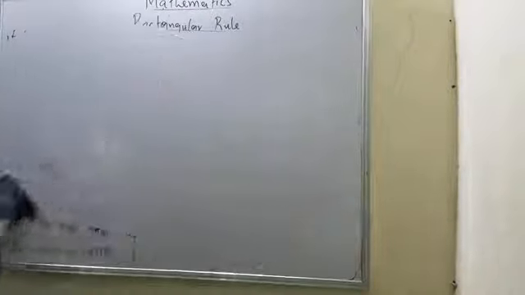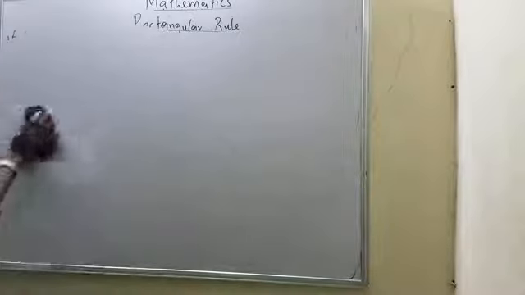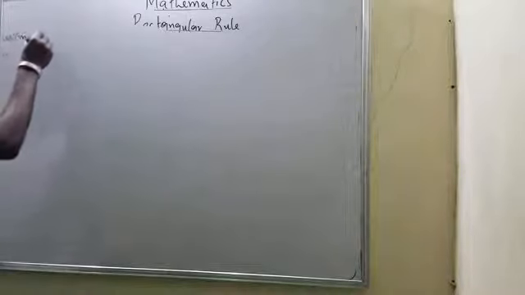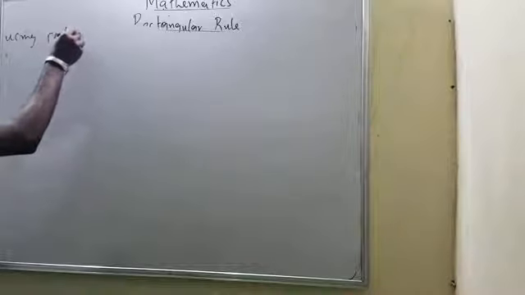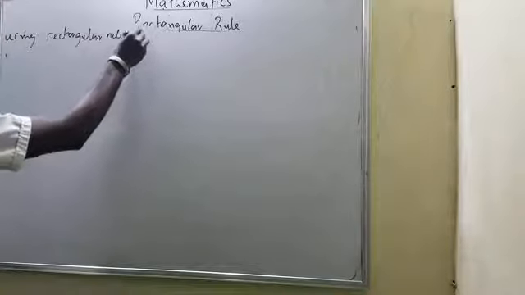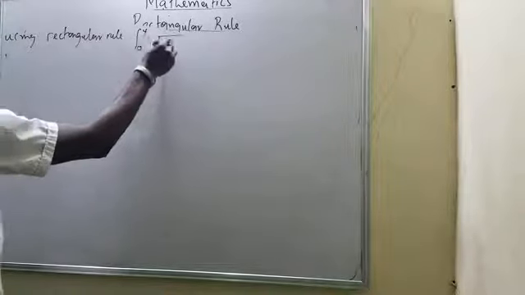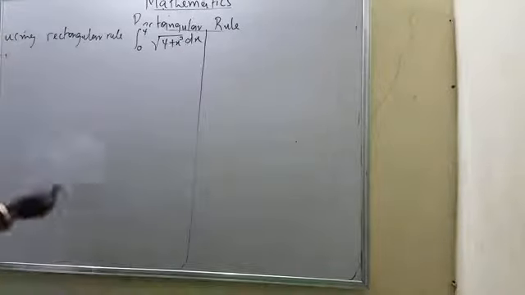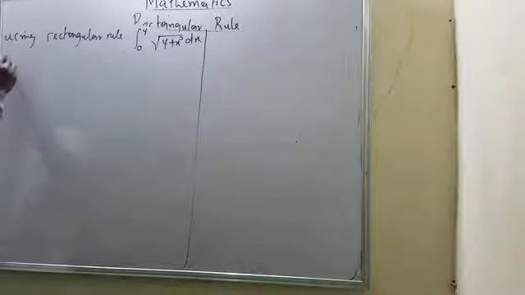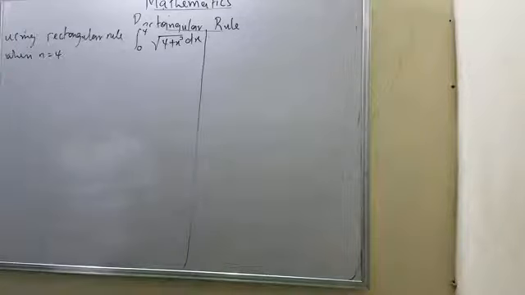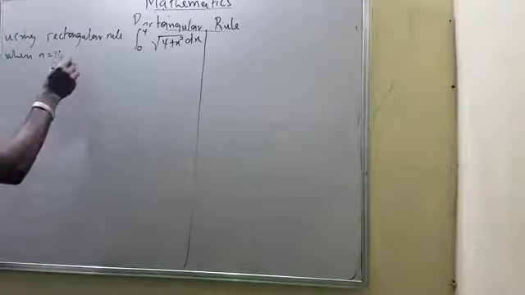Let me quickly try to put one more example that will really help us. This time around, I have to be very fast. Now, using the rectangular rule of 0 to 4, root of 4 plus x cubed dx, when my n equals 4. I want to solve this question.